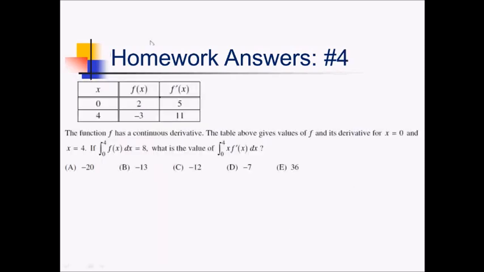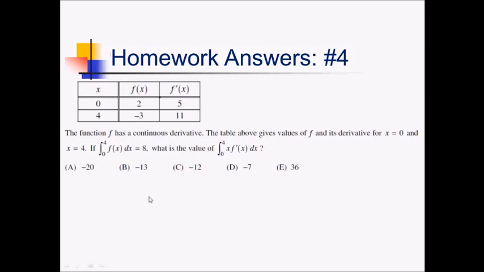For this problem, I've got a table of f and its derivative, and they're telling me the integral from 0 to 4 of f is 8. Based off of that, we want to know the integral from 0 to 4 of x times f prime. Now, since I can't combine these in any way or use any kind of substitution, and I don't even really know what f does algebraically, I have to use integration by parts instead.